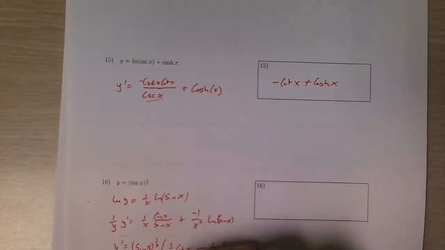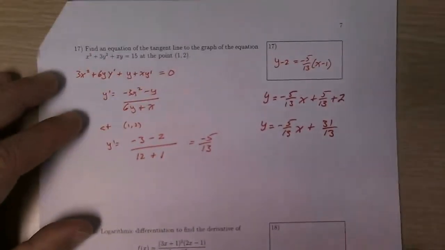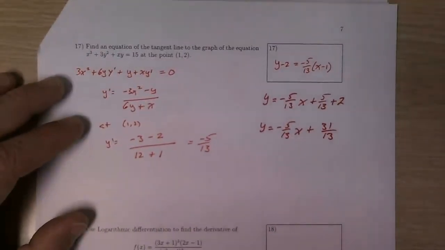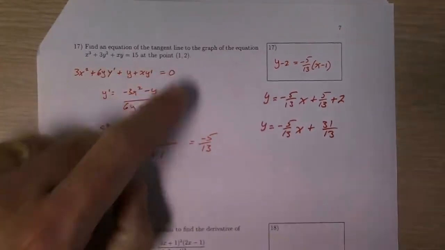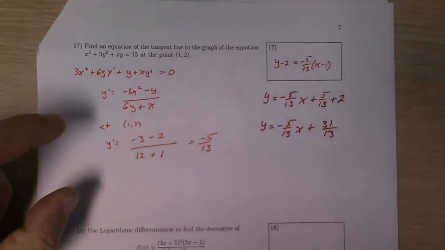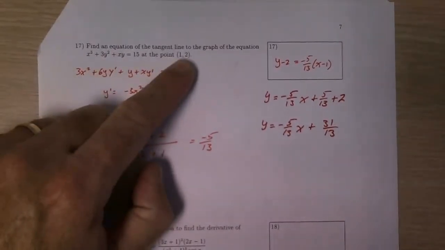And on to the last page. If I can flip the page. Here we go. Find an equation of the tangent line to the graph given by this equation at this point. Okay, so I need to know the equation of a line, so I need to know a point that it goes through. Got it. And a slope.